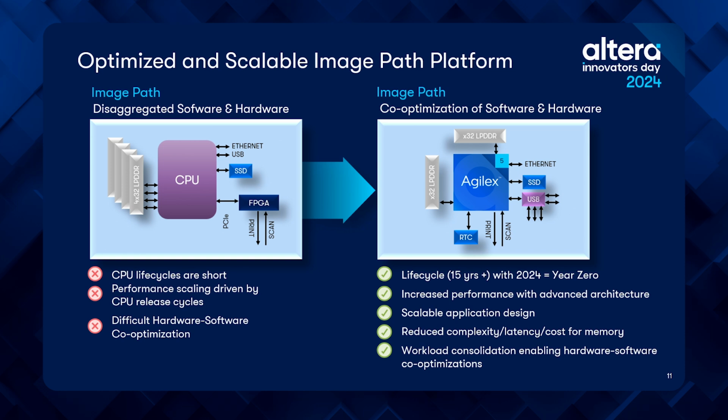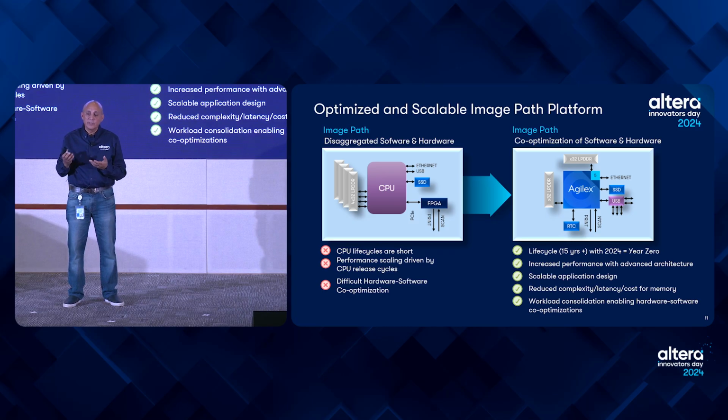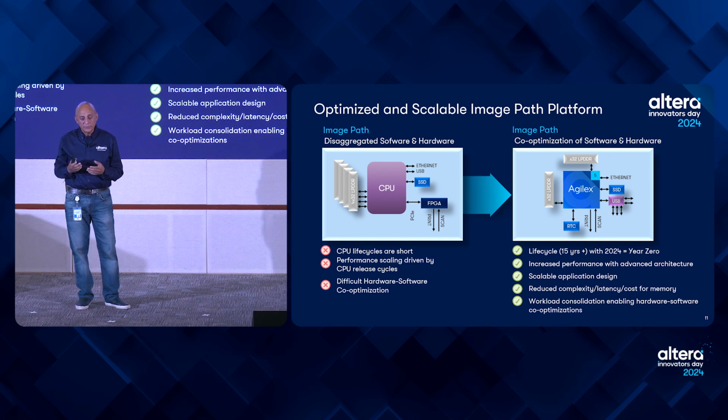And really what we're doing here is, if you look on the left-hand side, you have a discrete CPU with the discrete FPGA coupled. And we all know CPU life cycles are short. You have to constantly upgrade the CPU, if you want to get more performance out of it. And really, I think what we've done is managed to fit it into an Agilex, which is an integrated processor subsystem with an FPGA fabric. Now you get the 15-year life cycle with that.